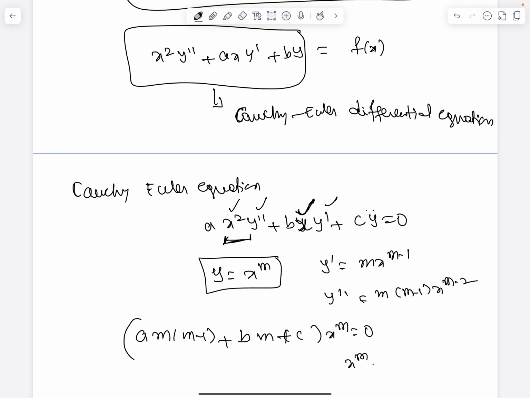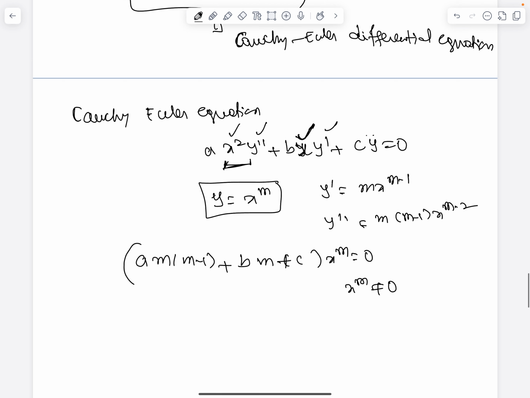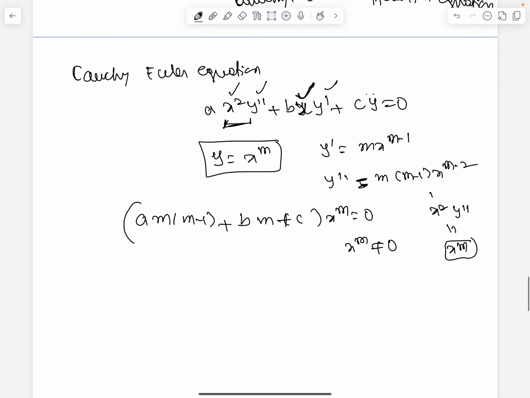For a non-trivial solution, x to the power m cannot be 0. Here, y double prime is multiplied with x square, which leads to x to the power m only ultimately. Therefore, I have taken x to the power m common, and that implies a m square minus a m plus b m plus c is equal to 0, which is a quadratic equation.